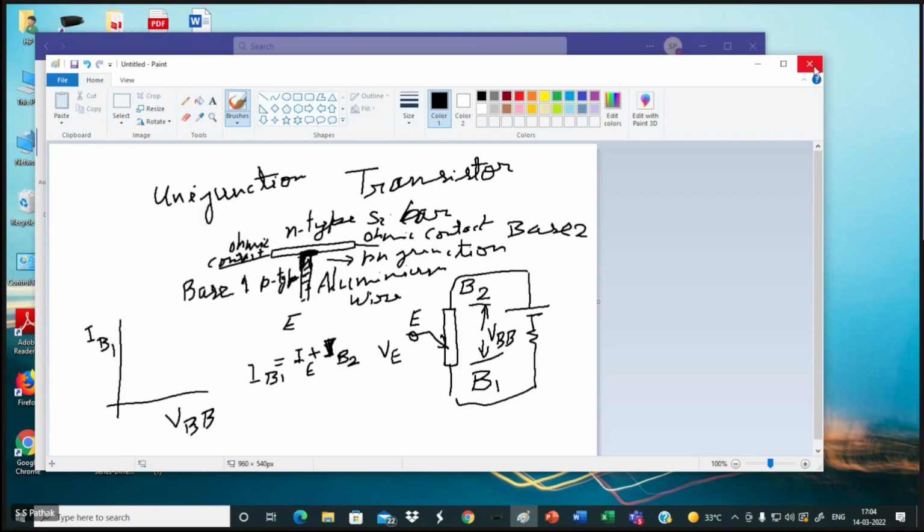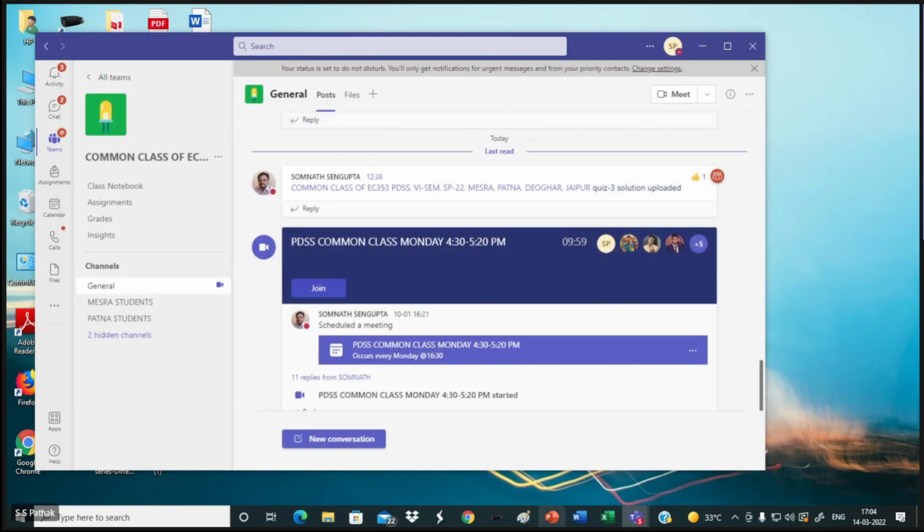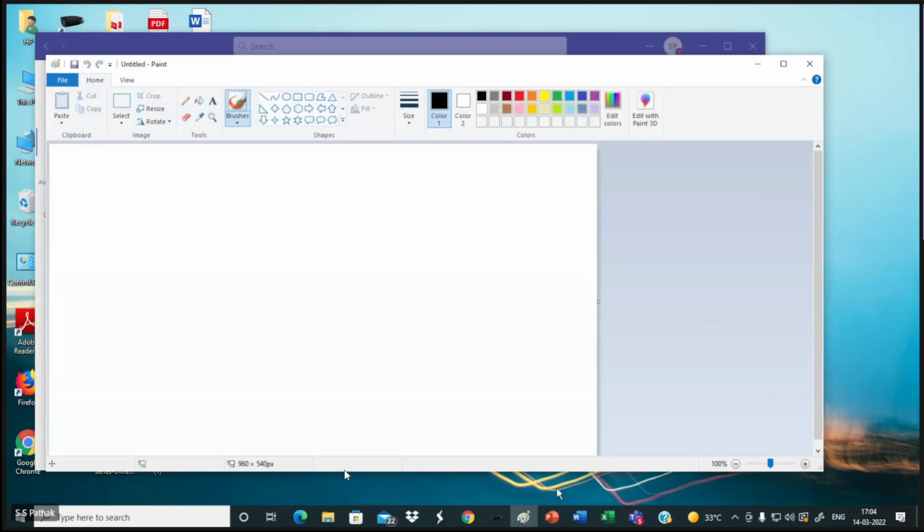I'm coming to the analysis now. The voltage between B1 and B2, I call it VBB.